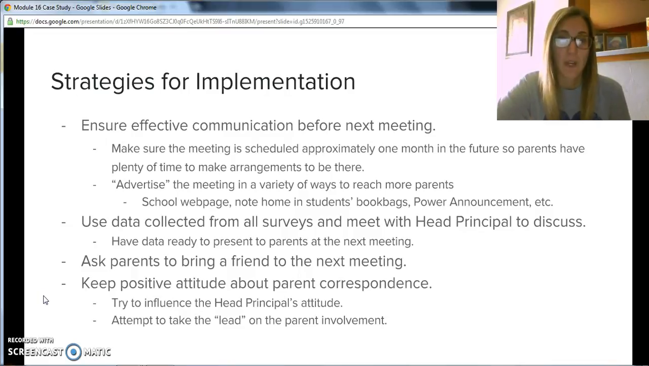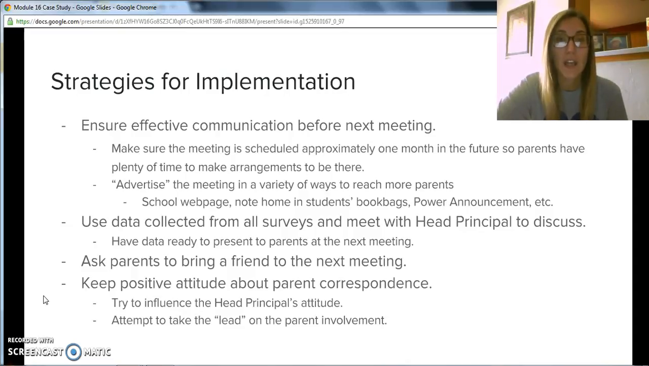Some strategies for implementation. I would ensure effective communication before the next meeting. So give them a month's notice, not just a weekend. Make sure that it's scheduled well in advance so parents can make those arrangements, and make sure we have a better turnout than we did the first meeting. And I would advertise the meeting in a variety of ways to reach more parents.